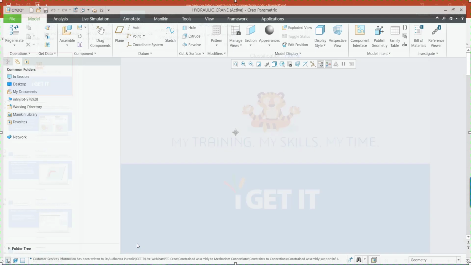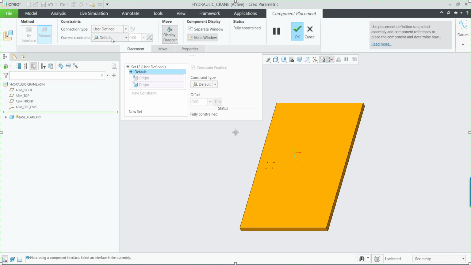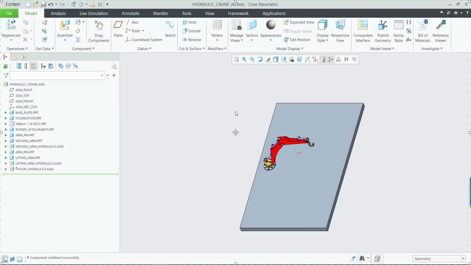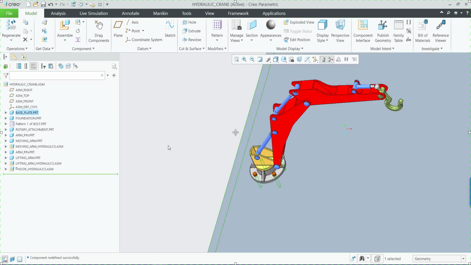Here I have this hydraulic crane assembly, and you can see the model tree wherein all the components have been fully constrained. As per the need of the assembly, and of the mechanism as well, the first component, the grounded body, has to be connected with the default constraint. That's the basic requirement that is already available, and that's nothing but this base plate part. Now further, there is one foundation, and in real life the foundation has to be bolted to the base plate by using these 4 bolts.